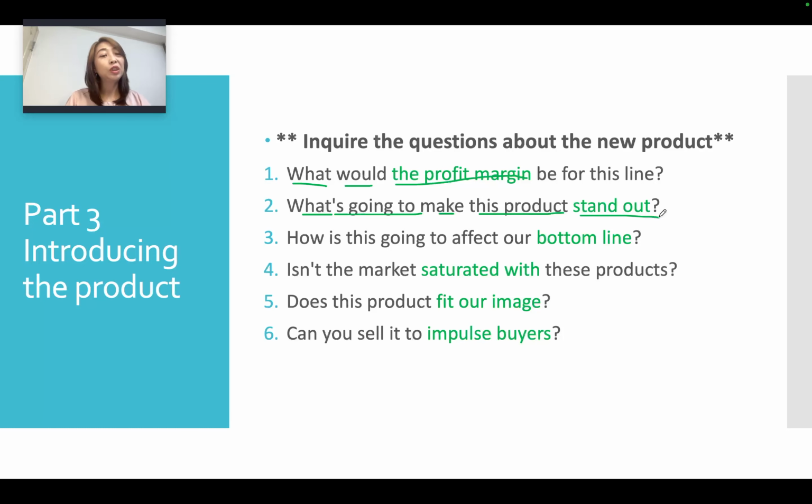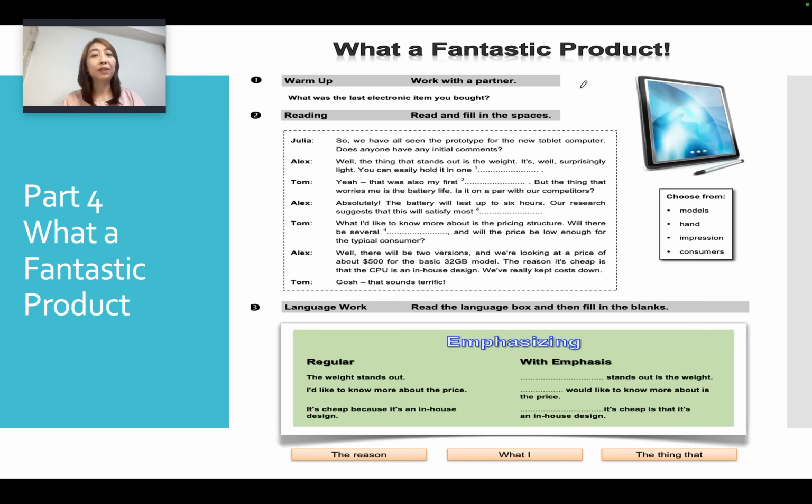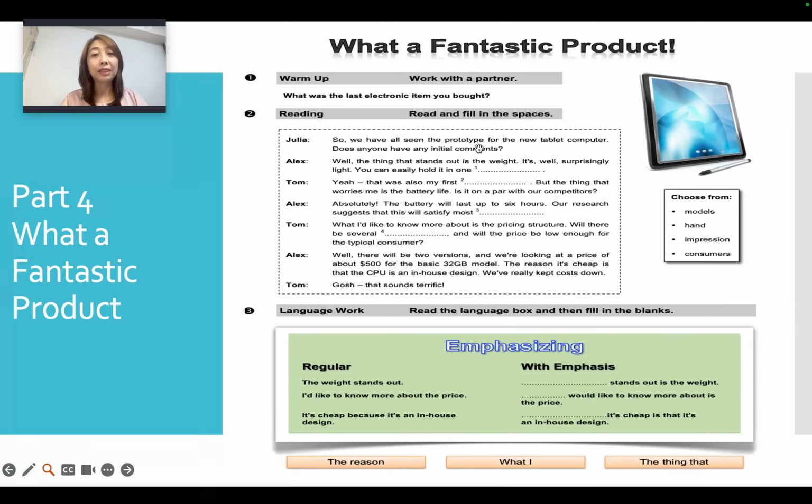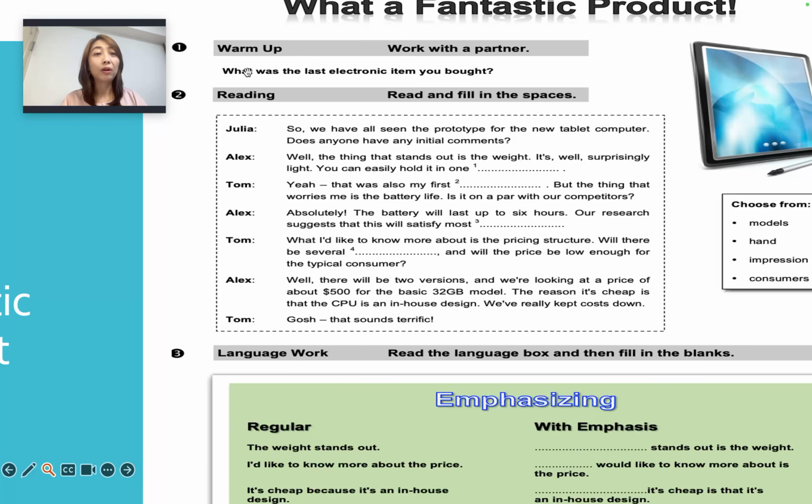Okay, so after we finish introducing the products and after we answer the customers' questions, now we are going to do an activity. We are going to talk more, and you're going to make your own conversation about how to talk about the advantages of our products. And here you're going to fill in the blank. Before we start, we will warm up. What was the last electronic item you bought? Did you buy a pad, a cell phone, or a computer? Why did you buy it? We'll just warm up by asking some questions with your partner, and the more we talk, the more familiar we are with English, right?